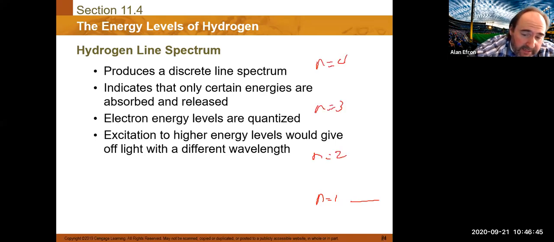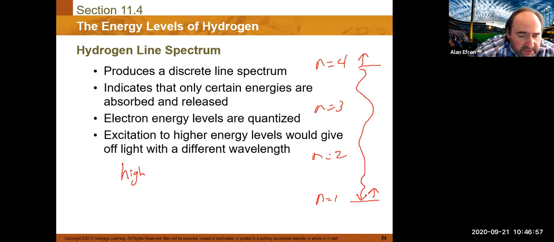So for example, say we had an electron on the 4th energy level. It went all the way down to the 1st energy level. And again, this is a big transition in terms of energy. As we were talking about before, this would be a higher energy transition. Higher energy would probably mean a shorter wavelength.